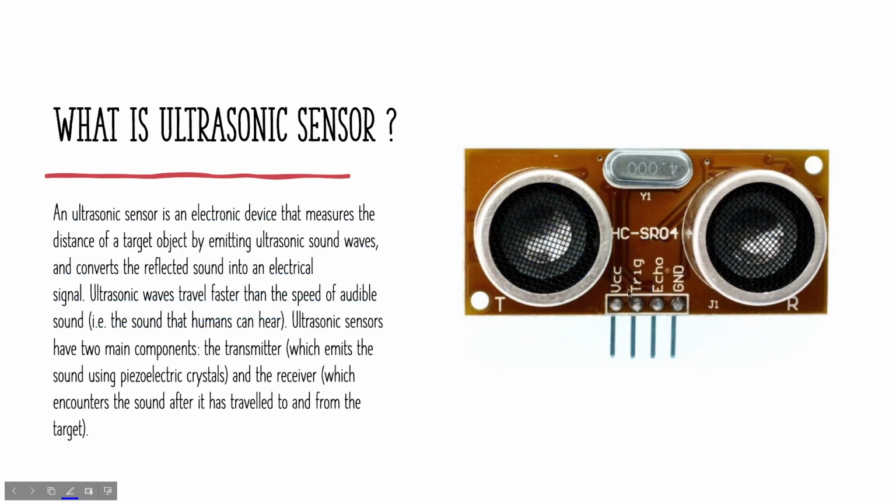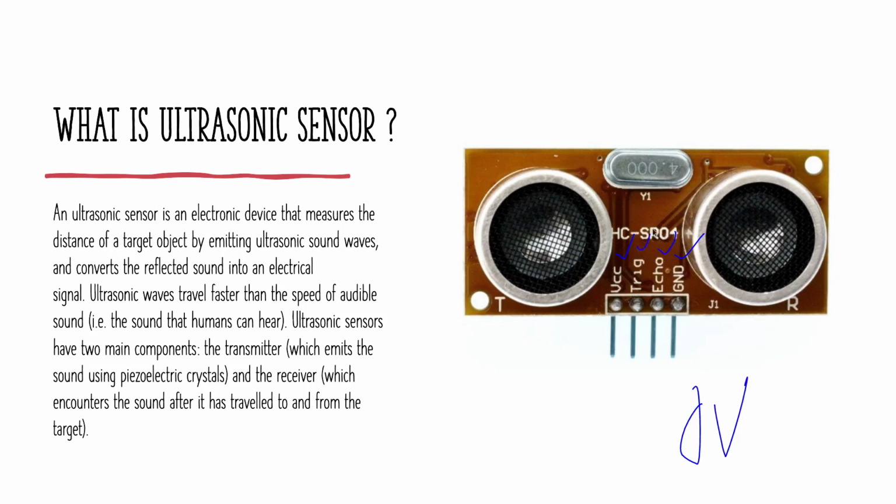First is the VCC. As we all know, VCC stands for the power pin, and power is always connected to the 5 volt. Then comes the ground. GND is always connected to the ground pin, and ground is 0 volt. Now comes the main pins, trig and echo.